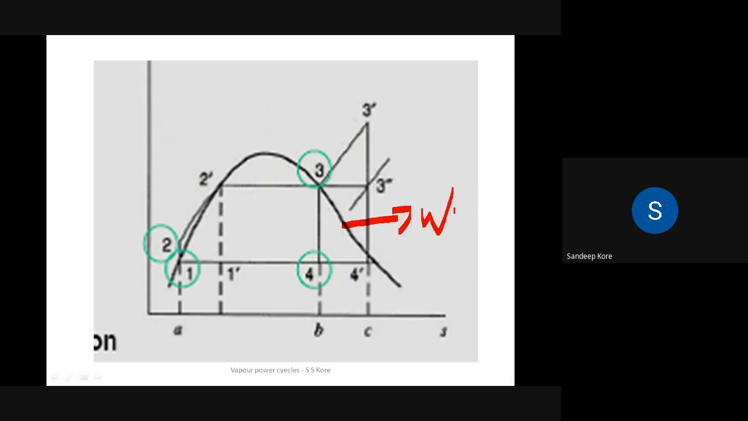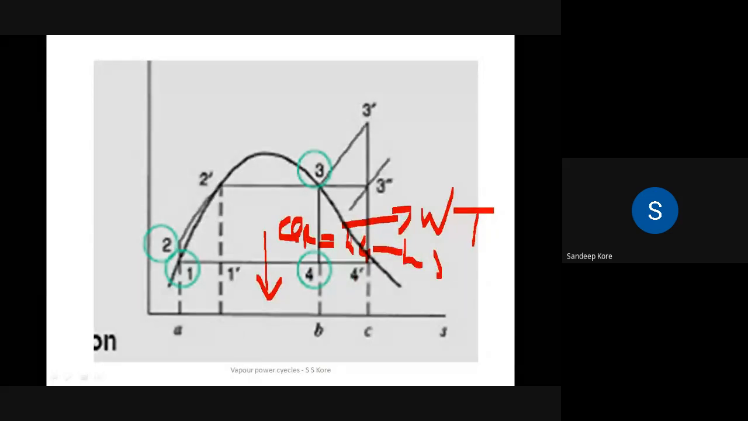The amount of heat rejected by the condenser, QR, is equal to H4 minus H1. Right, now we have seen how to find out H4. Now how to get H1? H1 is the enthalpy of fluid at point 1, which is referred at a pressure of 0.1 bar.